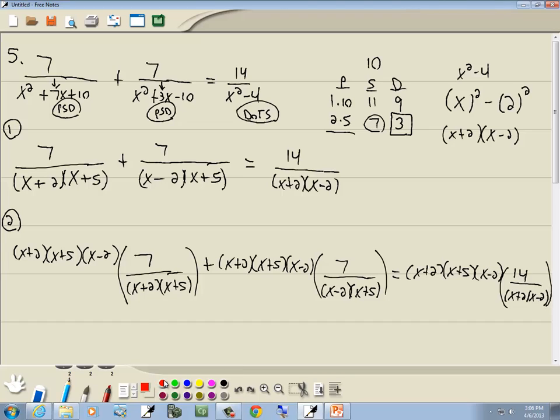Okay, let's see what cancels. This x plus 2 cancels that x plus 2. This x plus 5 cancels that x plus 5. Over here, this x minus 2 cancels that x minus 2. And this x plus 5 cancels that x plus 5. And over here, this x plus 2 cancels that x plus 2. And this x minus 2 cancels that x minus 2. So let me write down what I have left before I multiply through. 7 times x minus 2 plus 7 times x plus 2 equals 14 times x plus 5.